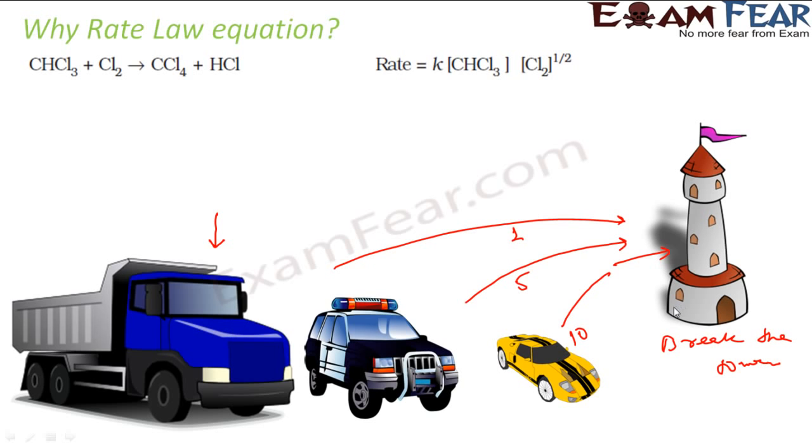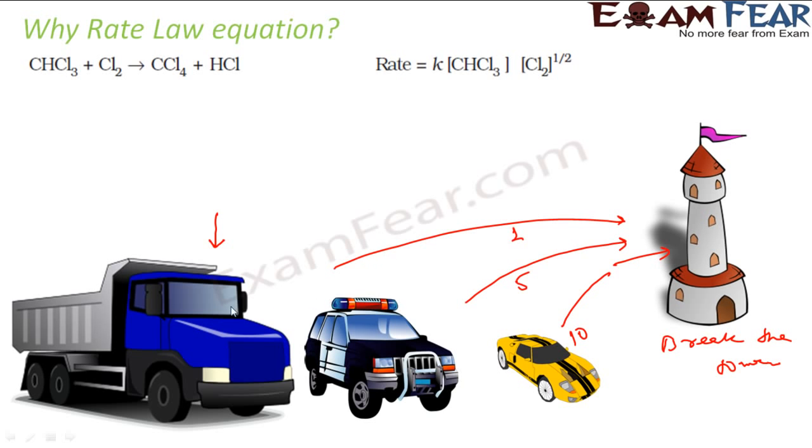So in this case, if you add one more truck here, then the rate will increase like anything. But if you add, let's suppose you already have one truck, one sedan, one jeep, and the target is to break the tower, and they are taking some seconds or some minutes to break the tower. The moment you add one more truck, the speed will be very much increased. But if you add one more sedan, the speed will not be increased that much. Or if you add one jeep, the speed will be increased moderately.